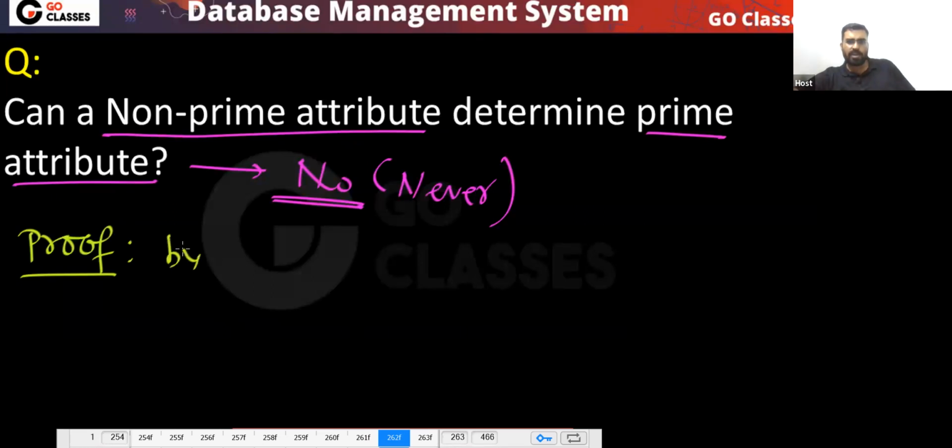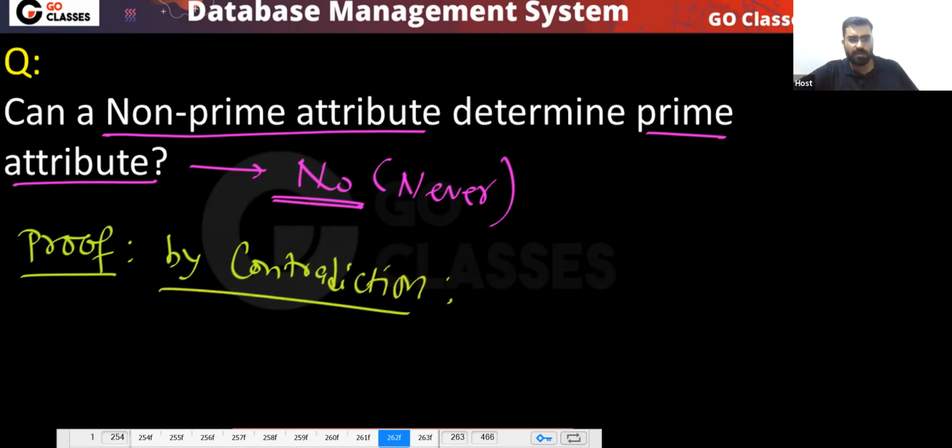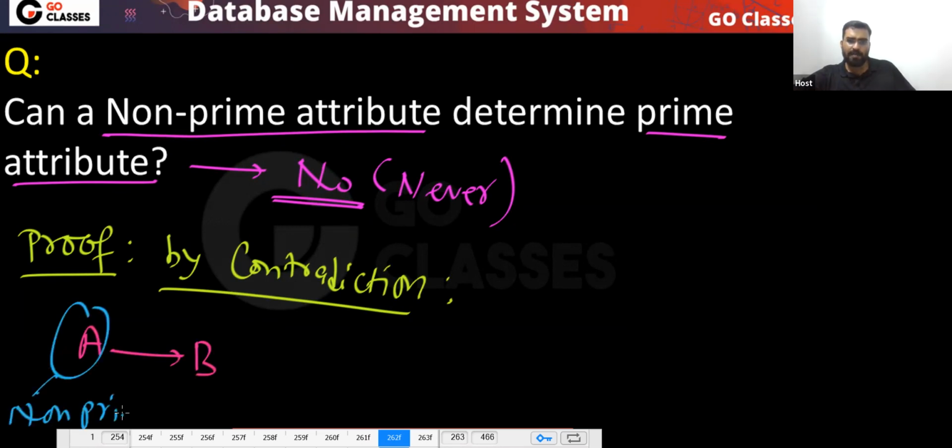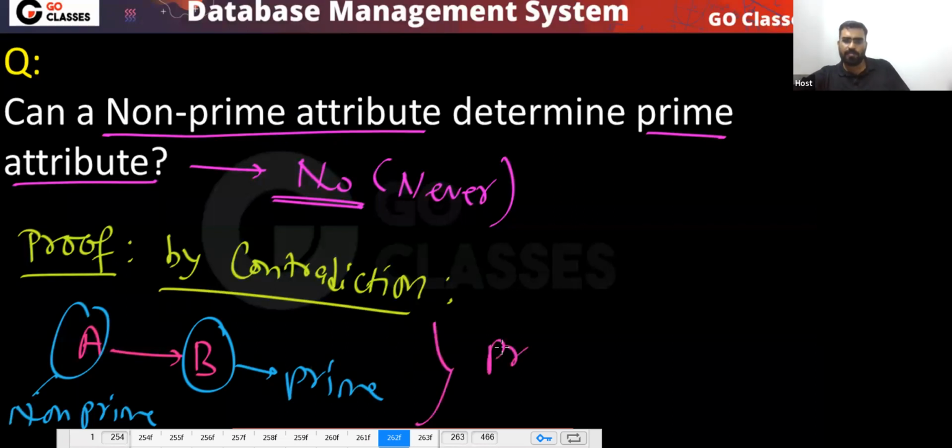So you can prove it by contradiction. Let's assume A determines B. Assume A is non-prime, and assume B is prime. Now what will be the problem? Is there any problem?